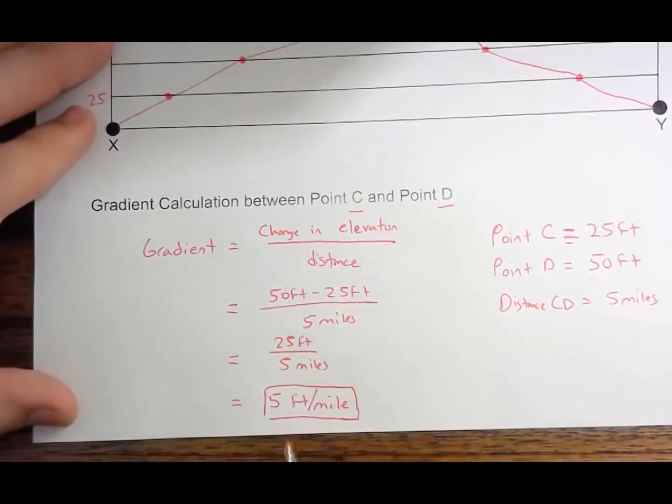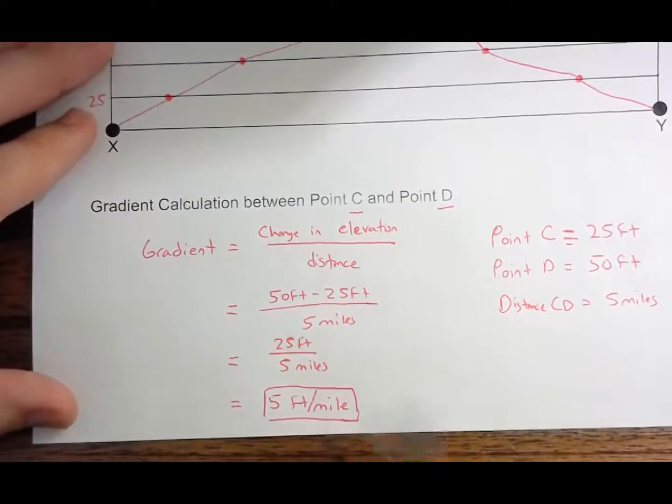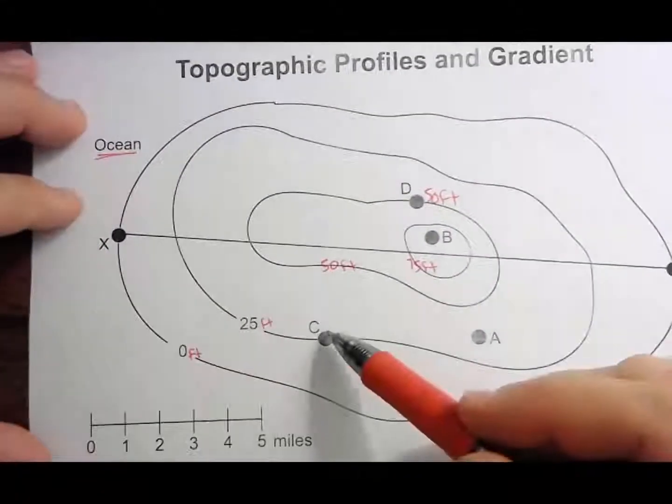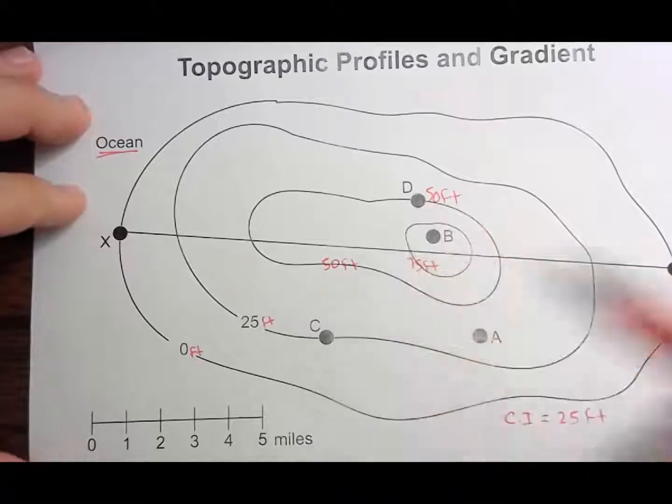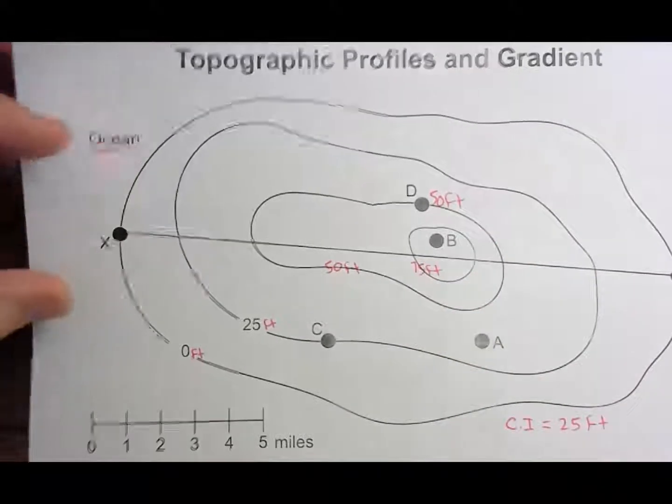What this means is for every mile that you walk in between point C and point D, your elevation changes by 5 feet. So that's not very steep at all. It's a relatively gentle slope.